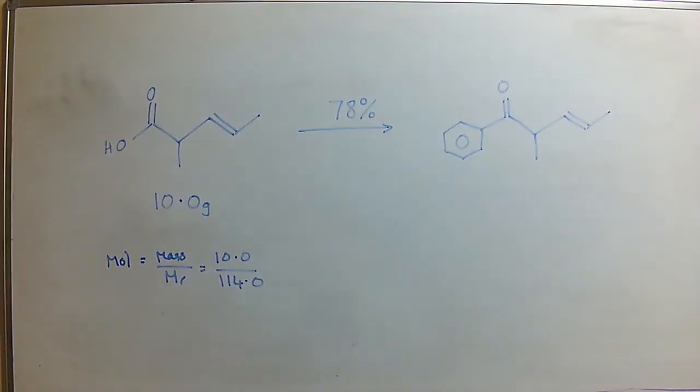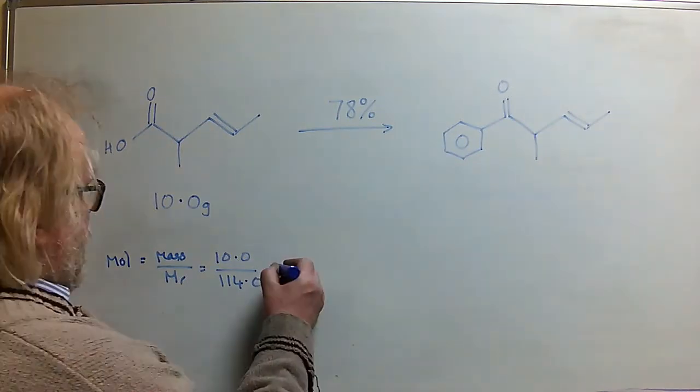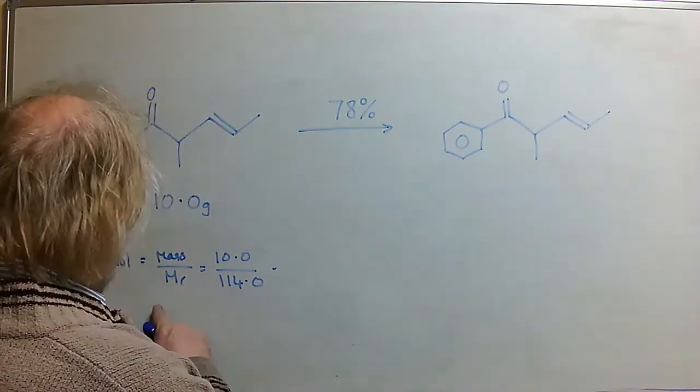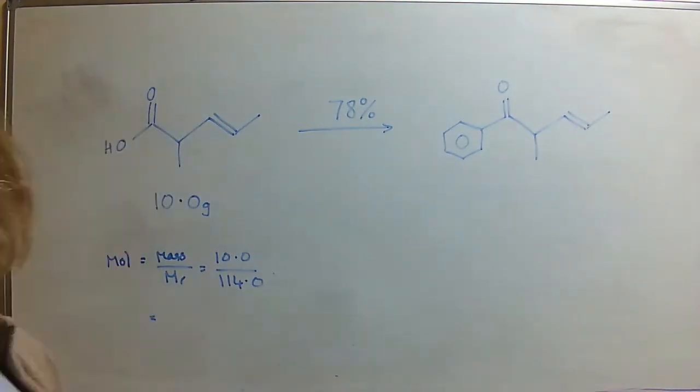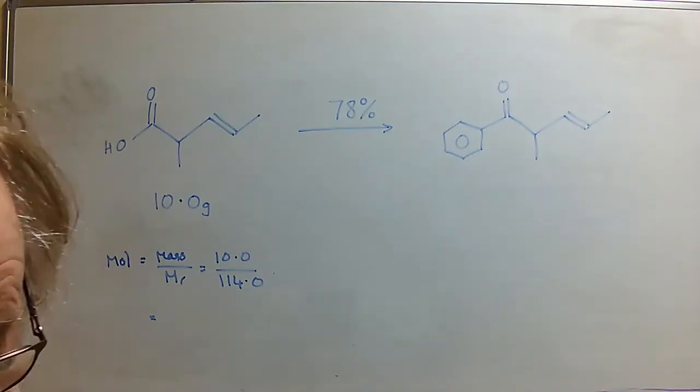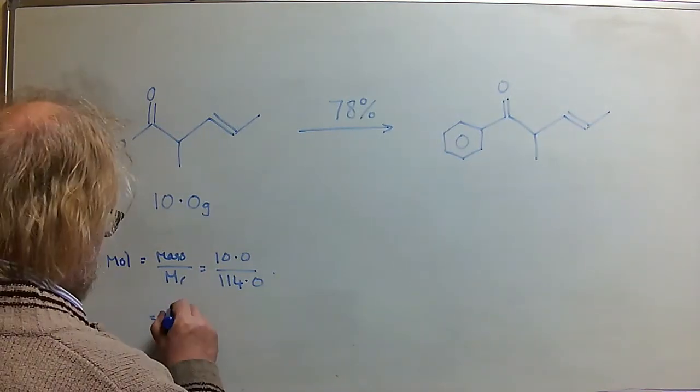So try to get good at getting Mrs reliably, and be aware that it's a very common mistake. Unless you're really rushing, just double check it, make sure you got it right. So that's your first step, that you need to know how many moles of starting material you had, and that comes to 0.08772.